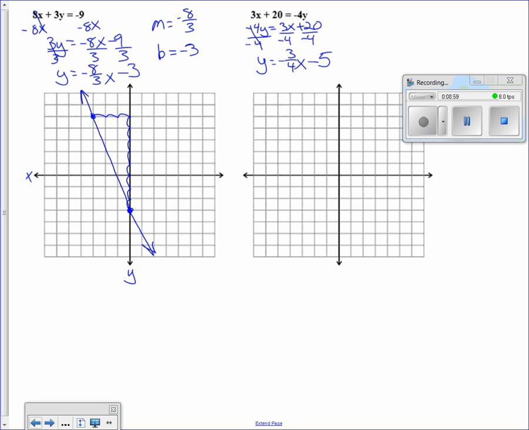So I'm going to go to negative 5. 1, 2, 3, 4, 5. Negative 5 on the y-axis. Go up 3 over 4. 1, 2, 3. We go left because it's a negative. 1, 2, 3, 4. And there we go.